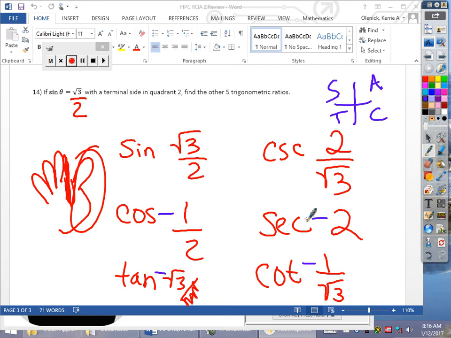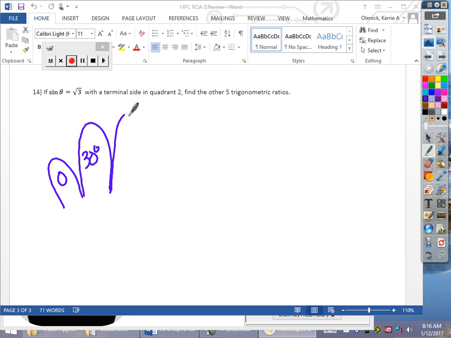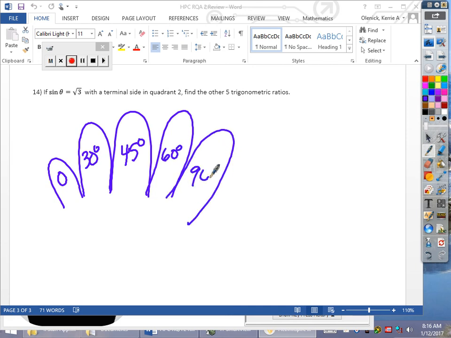Yes. Okay, so let me draw a pretty picture. So this is 0 degrees. Is that what you're asking? This is 30 degrees, 45 degrees, 60 degrees, 90 degrees. This is the sine side. This is the cosine side. So if I had said cosine was the square root of 3, then I would want 3 fingers up on my pinky, and this finger would have been down.